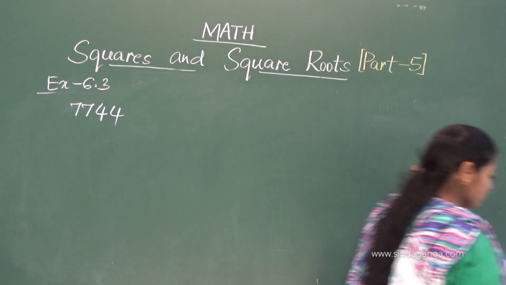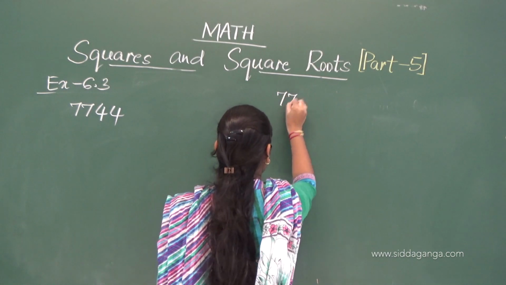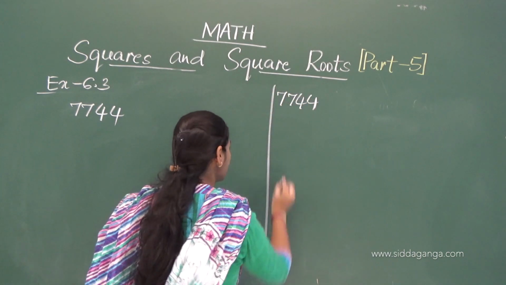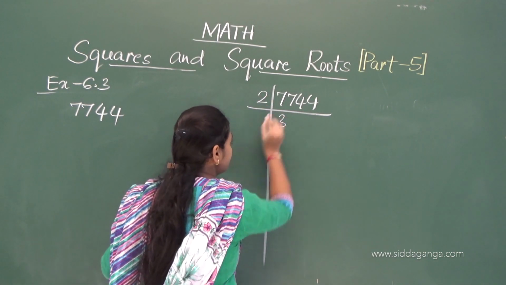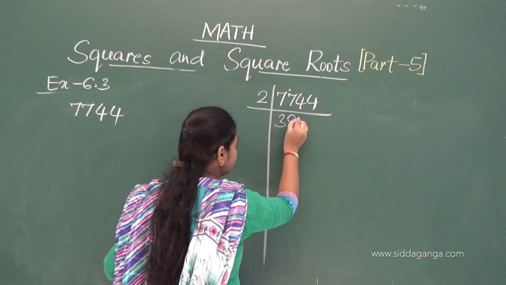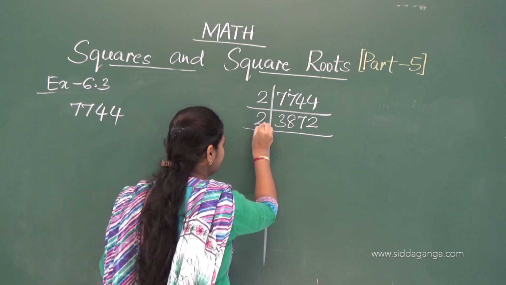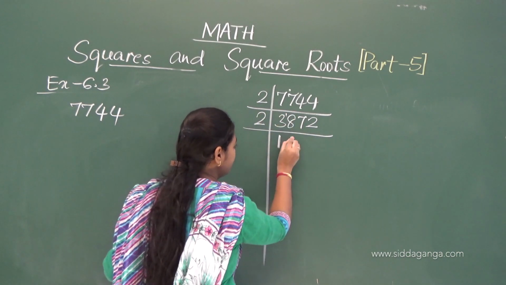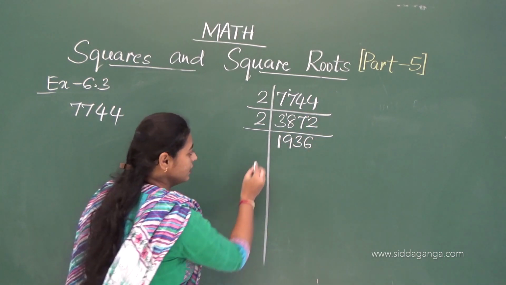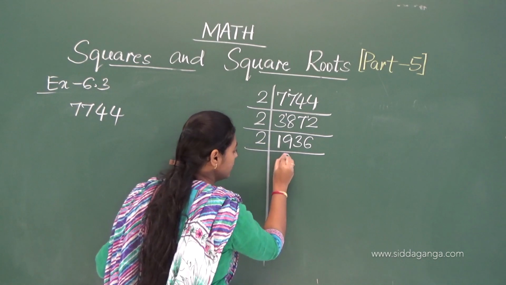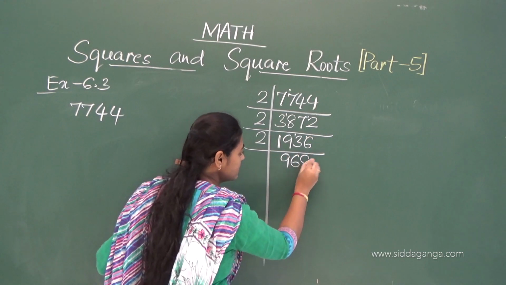7,744. 4 is in the units place, so we can divide it by 2. 2 3s are 6, again 1, 2 8s are 16, 2 7s are 14, 2 2s are 4. Again 2, 2 1s are 2, 18, 2 9s are 18, 2 3s are 6, 2 6s are 12. Again 2, 2 9s are 18, 2 6s are 12 and 2 8s are 16.